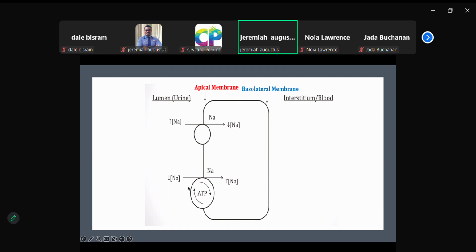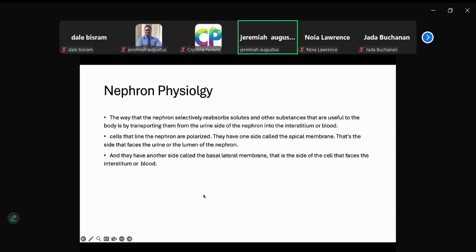Then it could also use an ATP-driven, hold on, wait, we'll turn it off. I just pressed off. If you're cold, you can turn it off for now. It's fine. Is this okay? Okay, turn it off for now. Okay, that's fine.